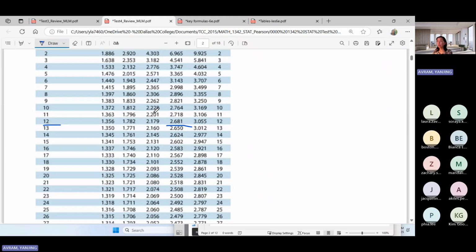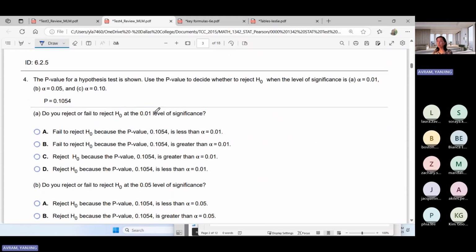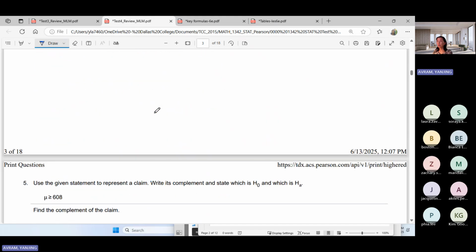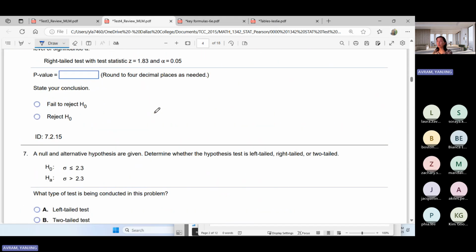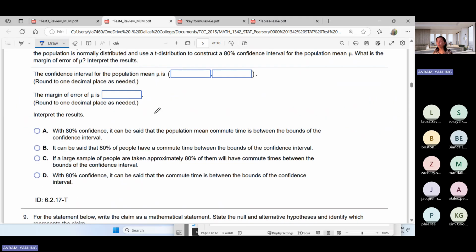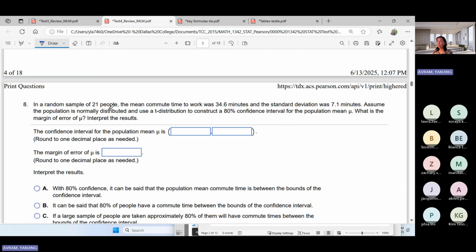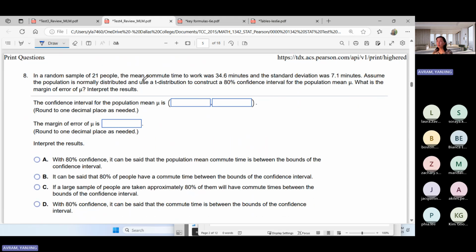All right, so let's go ahead and finish 6.2, chapter 6 first, and then we're going to come back to chapter 7. So that's chapter 6, we're going to go through the interval. In a random sample of 21 people, the mean commute time to work is 34.6 minutes. Standard deviation is 7.1, right? Assume the population is normally distributed and use the t distribution.